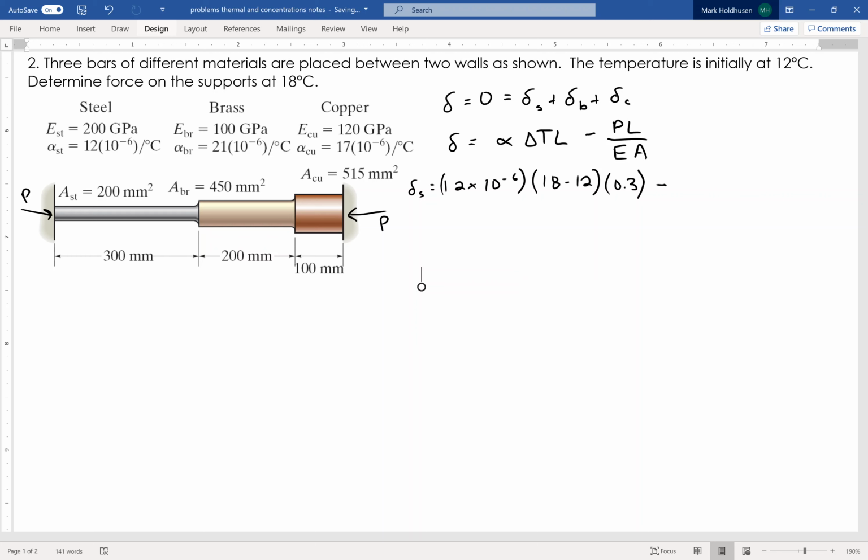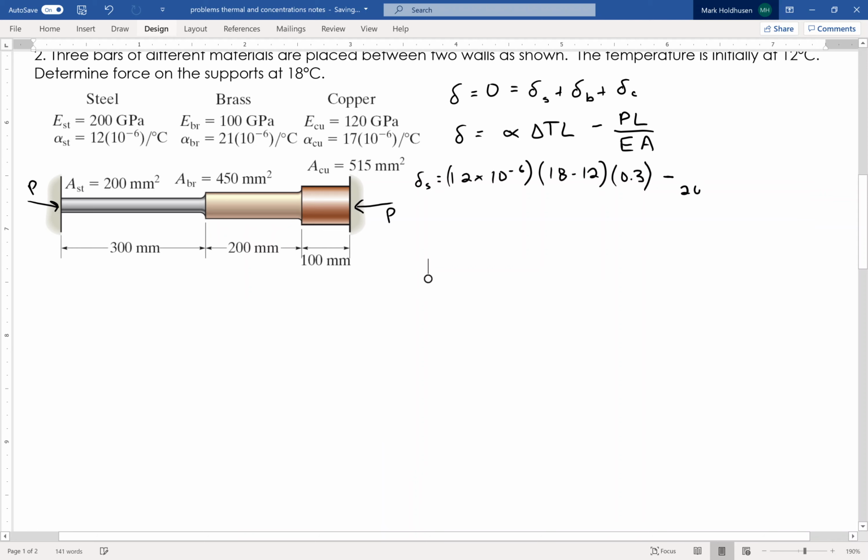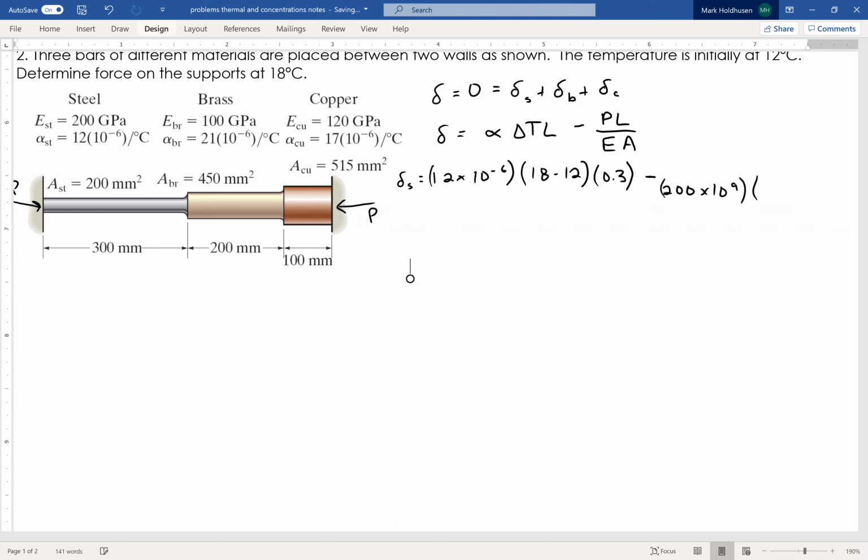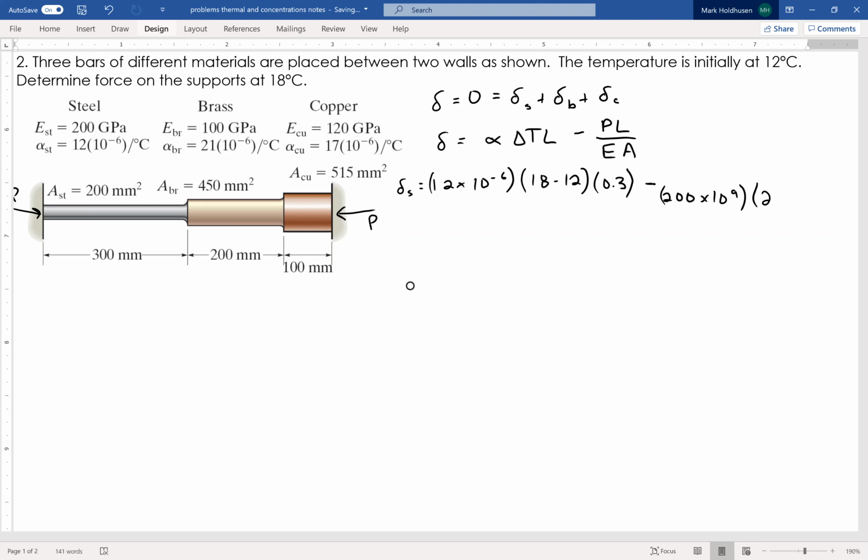Now there's going to be a compression on it. I'm going to do the denominator first, where I've got the E for steel, which is going to be 200 times 10 to the 9th pascals. That's 200 gigapascals. Then the area is given as 200 square millimeters. Well, that's going to be 200 times 10 to the minus 6 square meters.